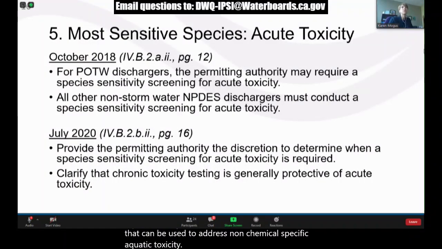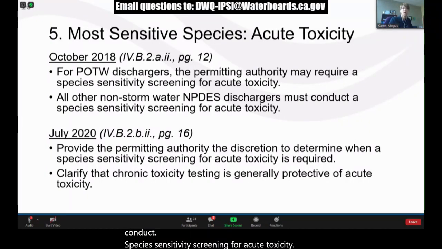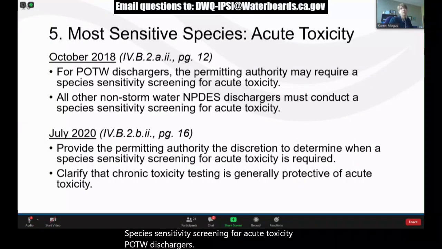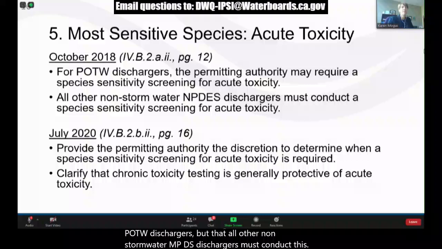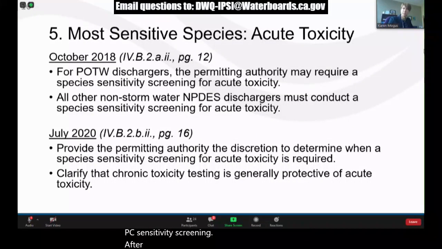All right, moving on to the category of most sensitive species for acute toxicity. This will be a theme that will return to us when we get to the reasonable potential section in a minute. The October 2018 version allowed the permitting authority discretion as to whether they would conduct species sensitivity screening for acute toxicity for POTW dischargers, but all other non-stormwater NPDES dischargers must conduct a species sensitivity screening.